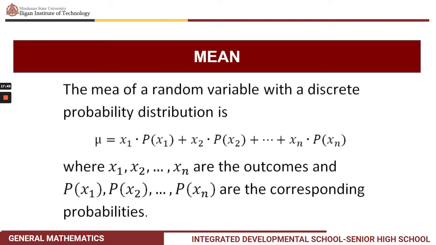The mean of a random variable with a discrete probability distribution is given by mu is equal to x of 1 times the probability of x of 1 plus x of 2 times the probability of x of 2 until x of n times the probability of x of n, where your x of 1 to x of n are the outcomes, and that p sub x of 1 to p sub x of n are the corresponding probabilities. Okay, so para mas maintindihan yan, let's apply it to an example.